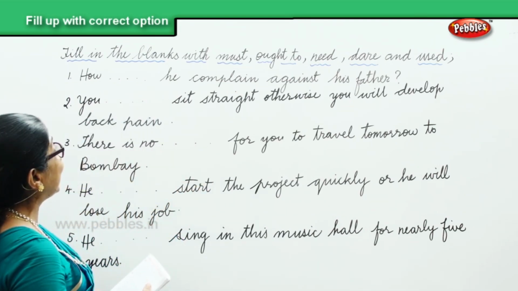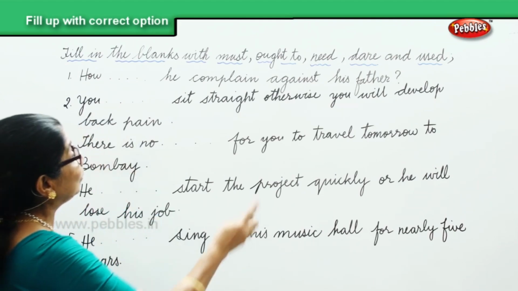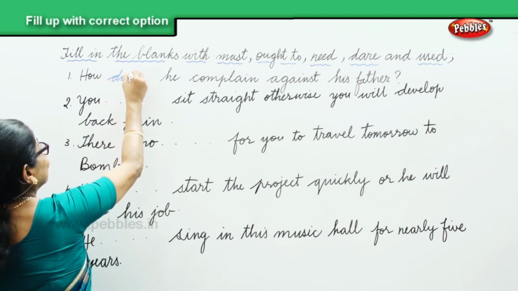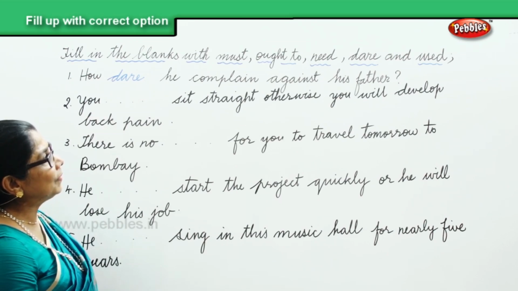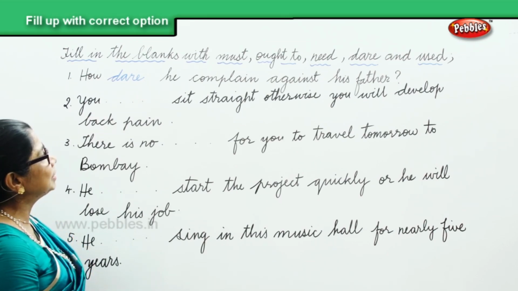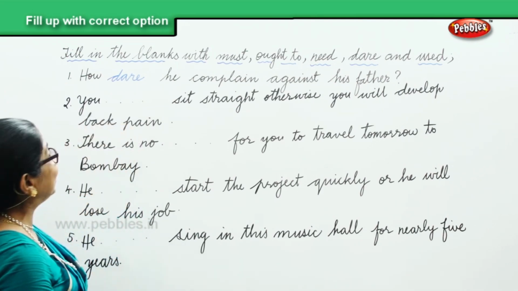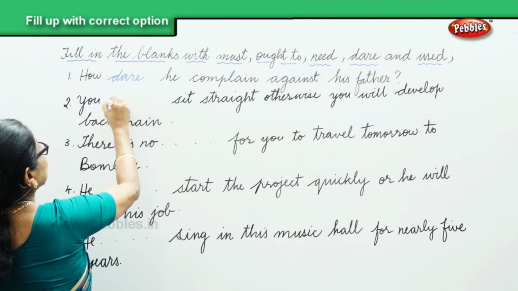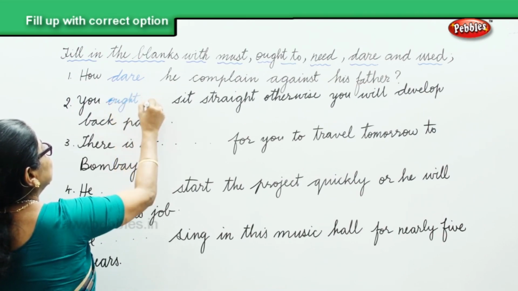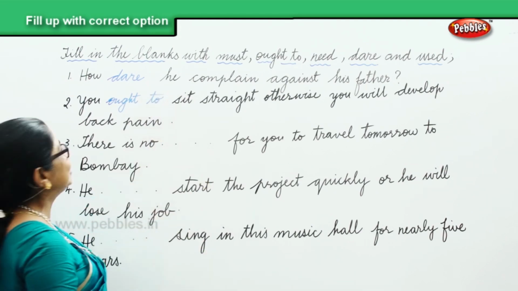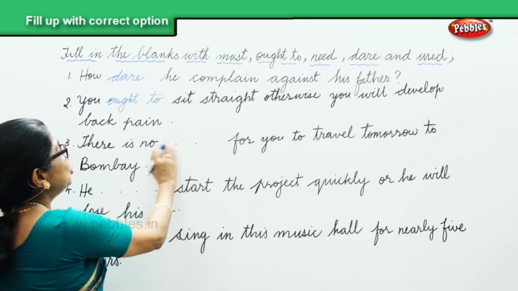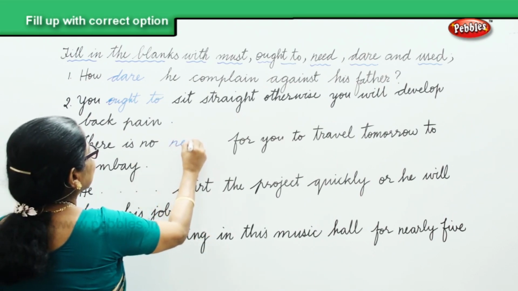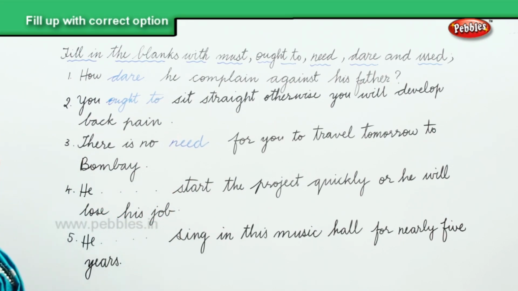First we have: how dash he complain? So what will you use? Dare. How dare he complain against his father? Next: you dash sit straight, otherwise you will develop back pain. You ought to sit straight, otherwise you will develop back pain. Third: there is no dash for you to travel to Bombay. There is no need for you to travel to Bombay.